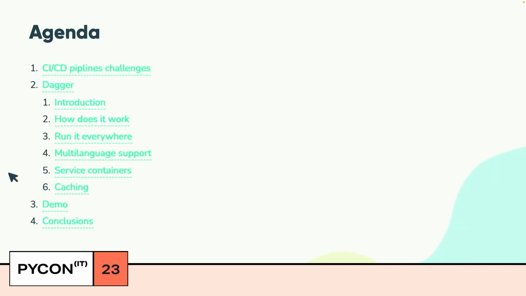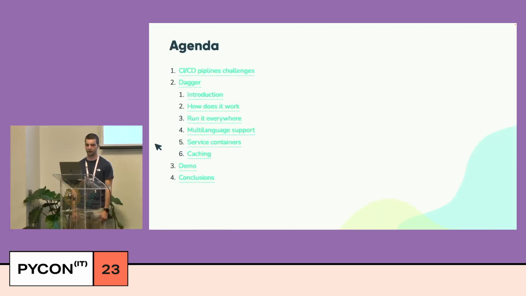Firstly, we will talk about some challenges you have to face when you write some CI/CD pipelines. Then we will talk about Dagger, a brief introduction first. And then we talk about how it works more specifically, and some of its features: it can run almost everywhere, it has multi-language support, it can run service containers, and it is excellent at caching. We will then have a brief demo, if it works, we hope, and then we will have some conclusions.